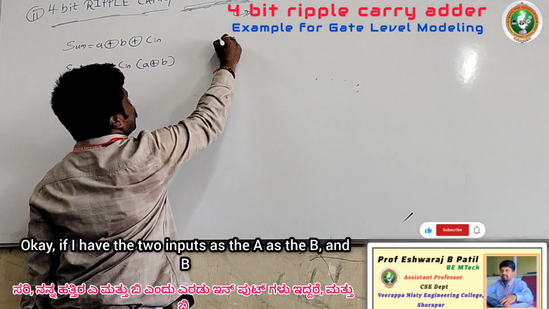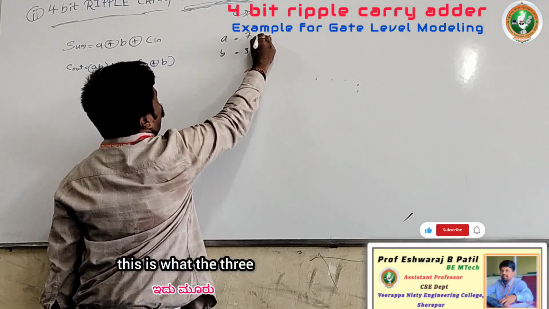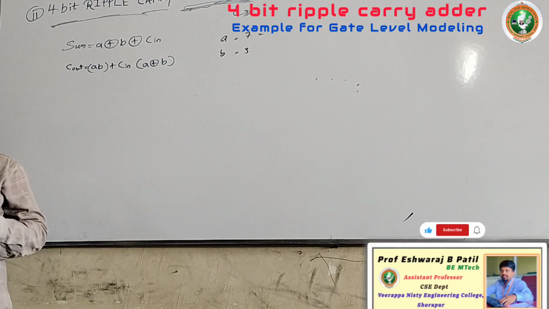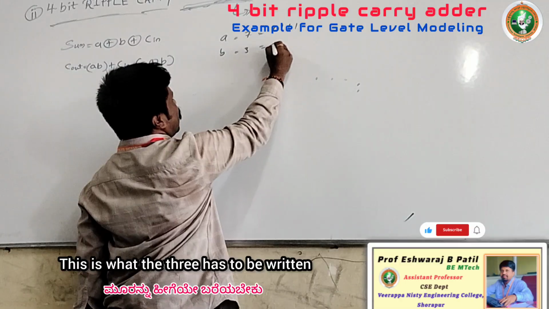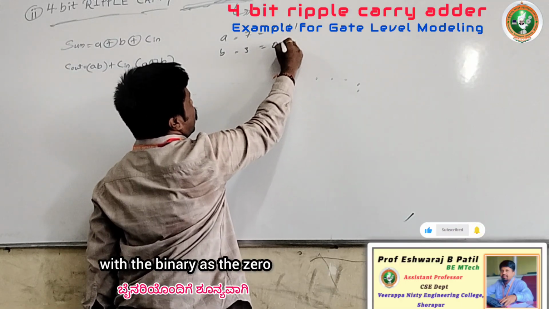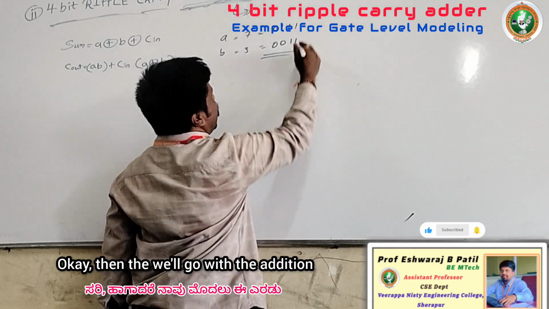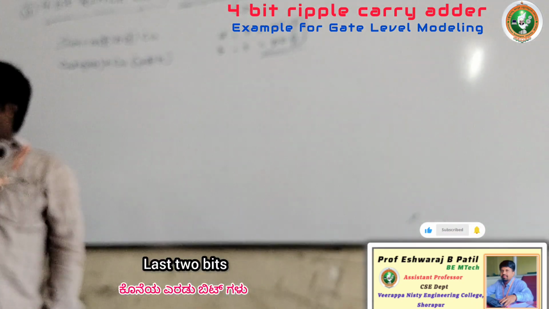Suppose I have two inputs, A as 7 and B as 3. How to write them bitwise in binary form? 7 is 0 1 1 1, and 3 is written in binary as 0 0 1 1. Then we go with the addition of these bits, first the last 2 bits.